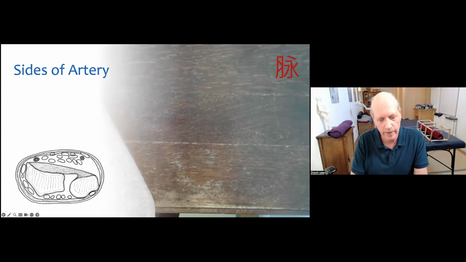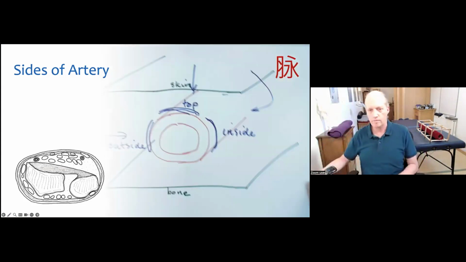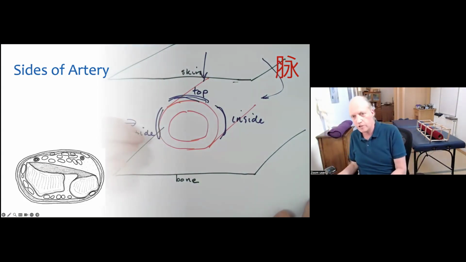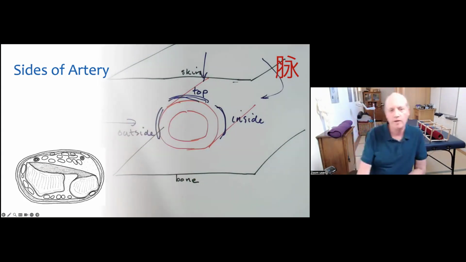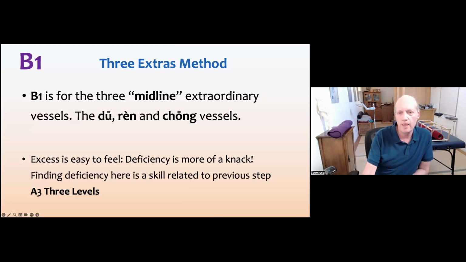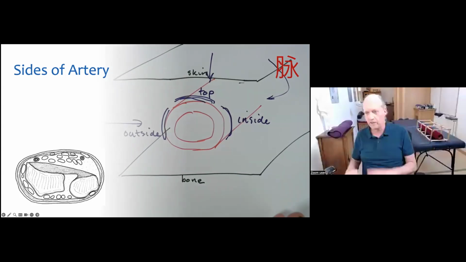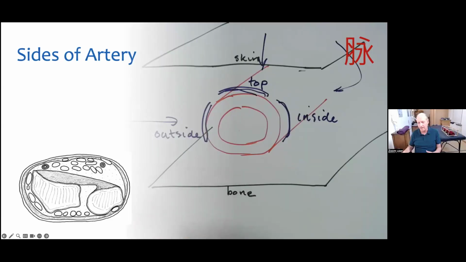Yeah, so that was about the sides of the artery. And this is what we were doing. So we were pushing in from the outside, hooking and pulling and going on the top. So that gives us quite a lot of information. So that's basically how you do step A. Step B, this side pulse method with this sides of pulse approach.